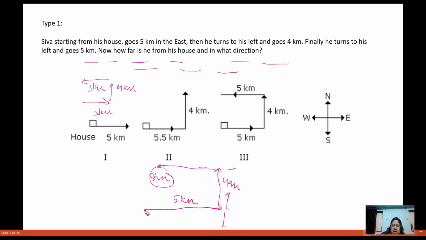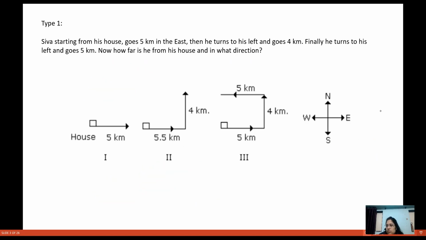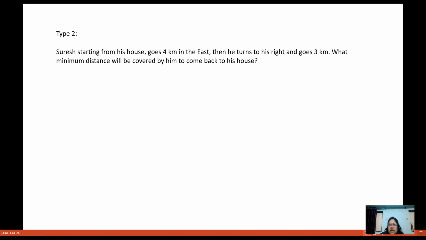So this is his house, and he is 4 kilometer above his house. So he's 4 kilometer in the north direction. This is basically what you have to do. Now look at this second type of question.